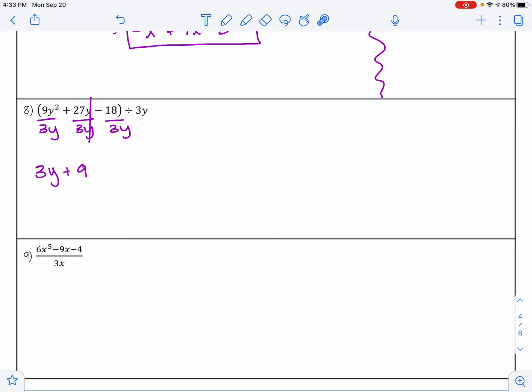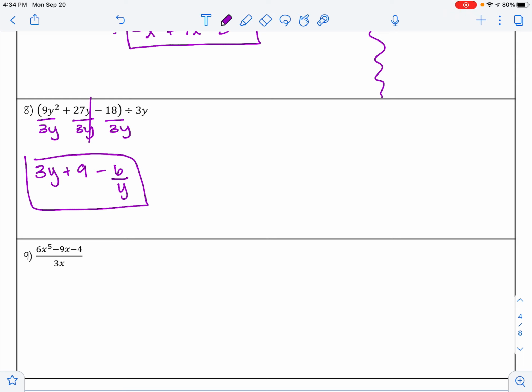Negative 18 divided by 3 is negative 6. And then this one has a y in the denominator, but not in the numerator. And so when this happens, this is just going to stay in our denominator. So my answer would be 3y plus 9 minus 6 divided by y.